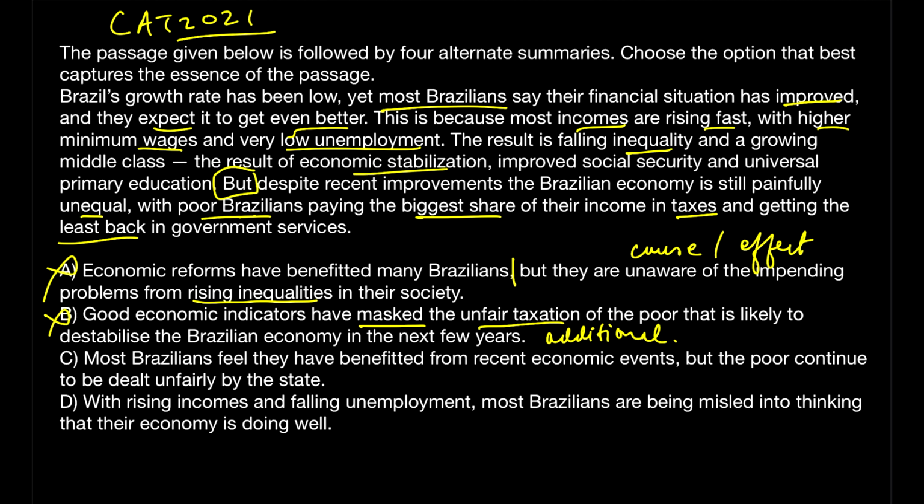Third option. Most Brazilians feel they have benefited from the recent economic events. Well, till here everything is fine. But the poor continue to be dealt with unfairly by the state.